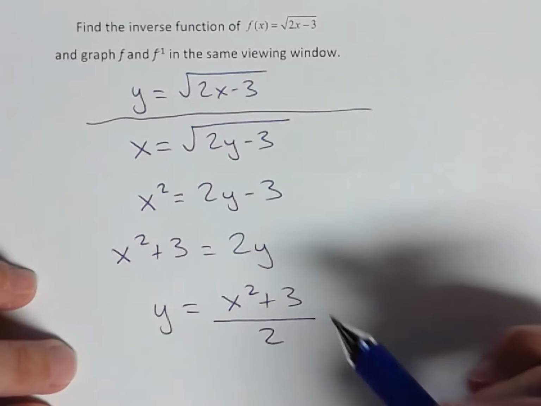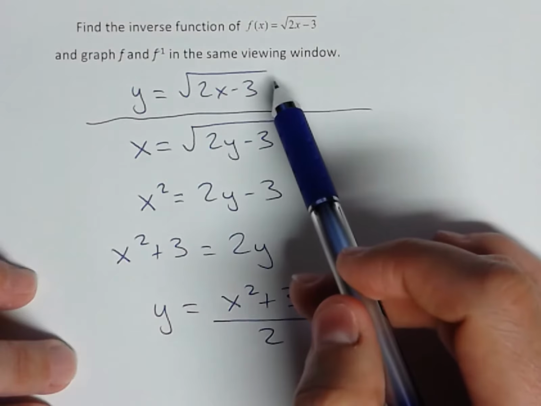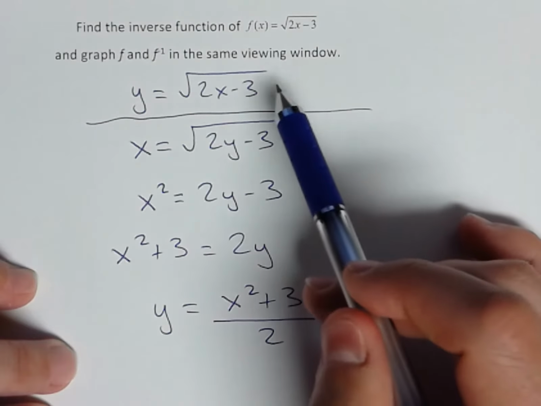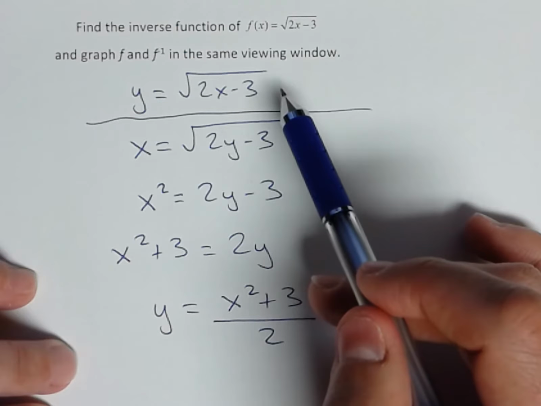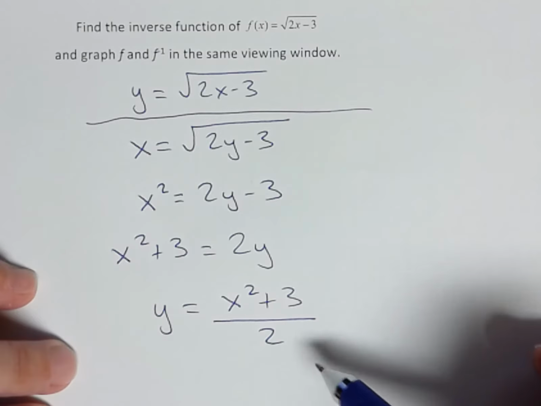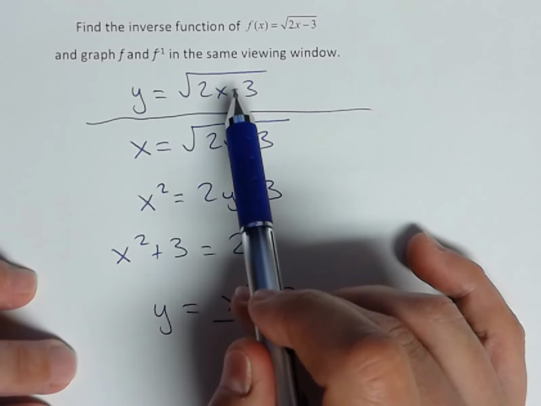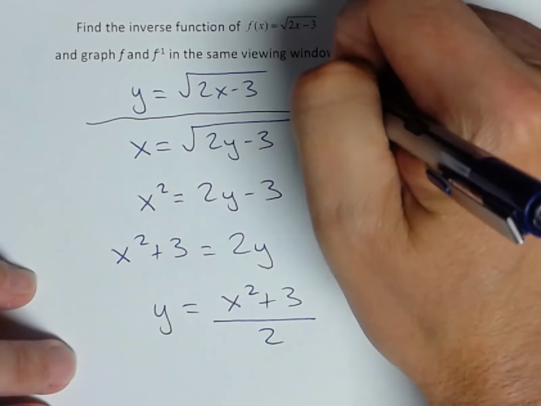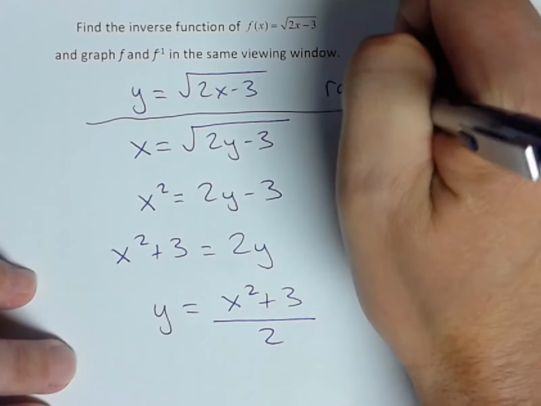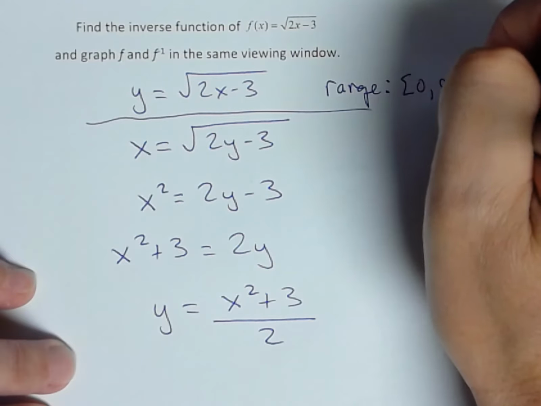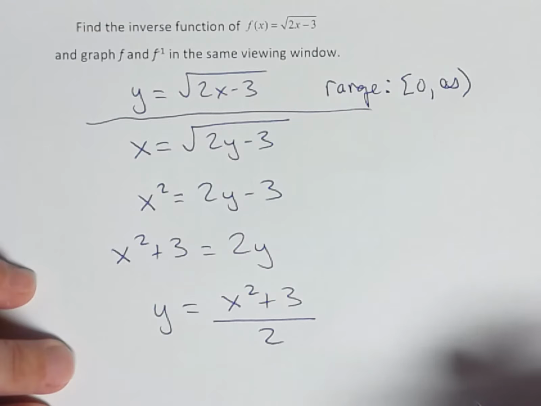Big idea. Remember, the domain of a function becomes the range of its inverse. The range of a function becomes the domain of its inverse. So if we graphed this little square root function, well, what's its range? Well, it is 0 to infinity if you go look at it.